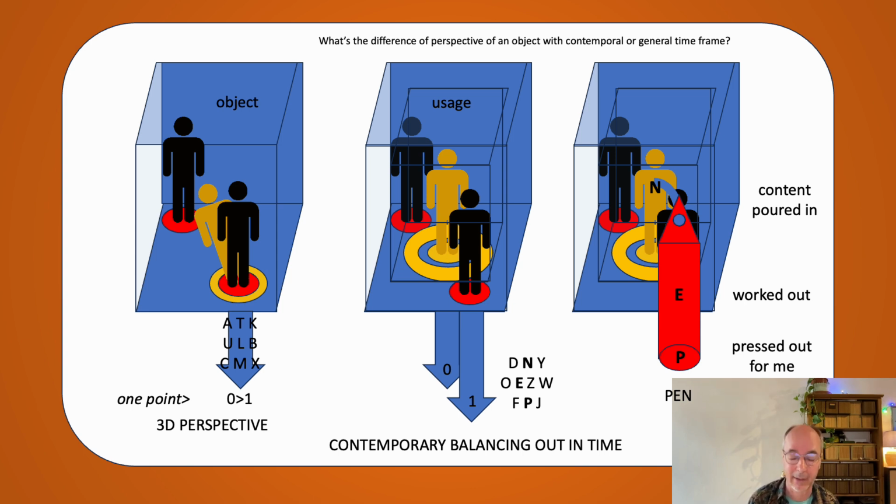So I have pen. The P is pressed out of the process. It's pressed out for me. The E, it's worked out. It's stretched. I have it. And then the N, there's a content. This content is not simply for me. It's not simply for the one alone. No, I have to find a balance. That's the different calculation with these letters. They also have to find a 0 point of the balance. So this content has to be poured in the position of 0.